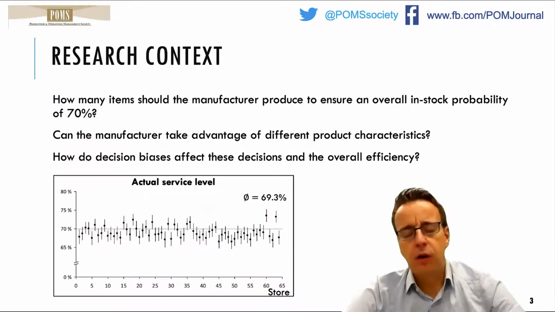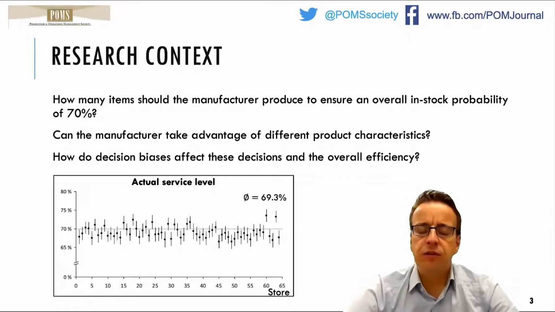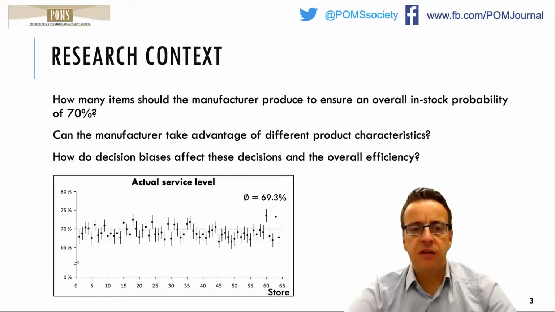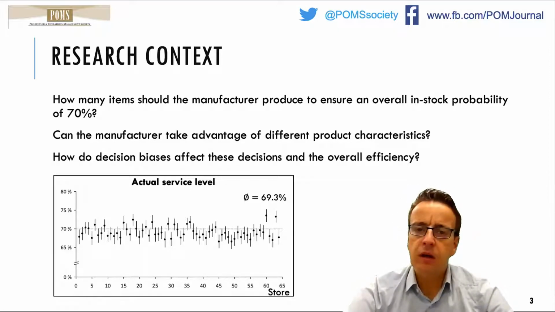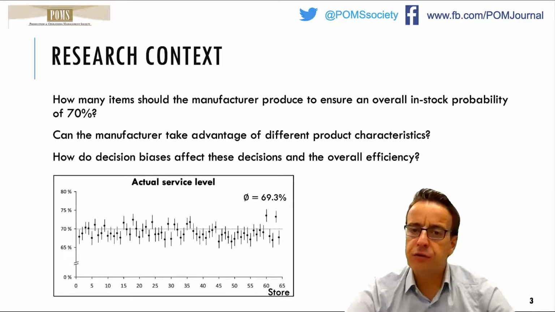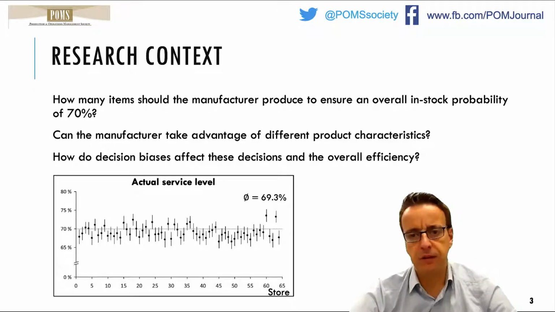address. For our specific setting, we firstly addressed the question of how the manufacturer should achieve the overall service level. This is not as easy as in a simple single product newsvendor model, and we wanted to identify the relevant product characteristics that the manufacturer should account for to efficiently achieve the service level.